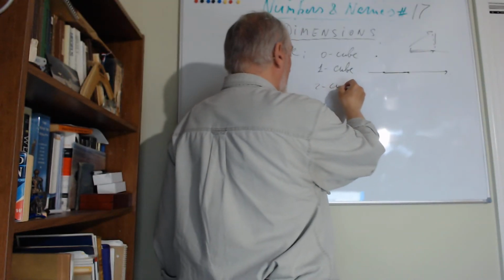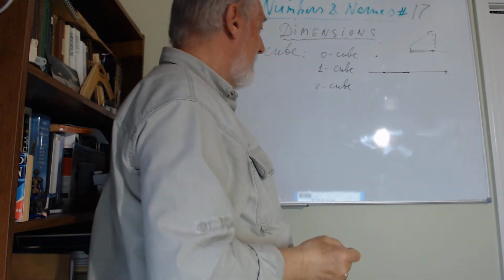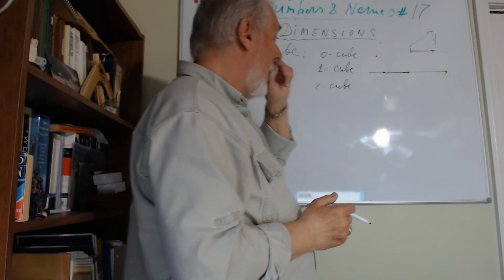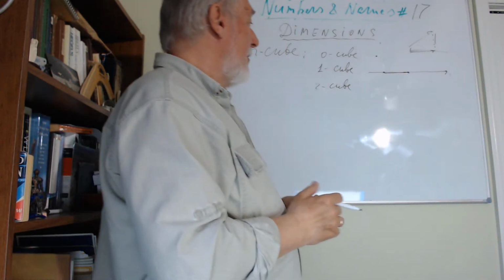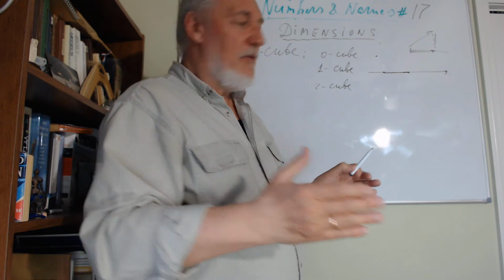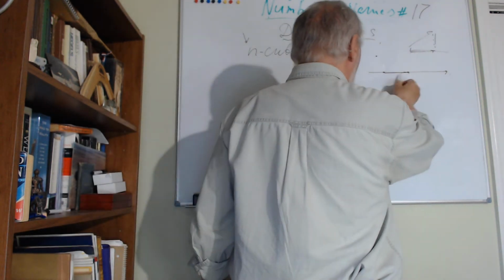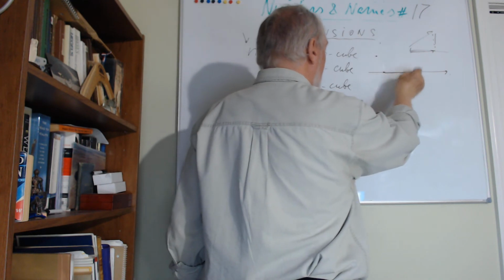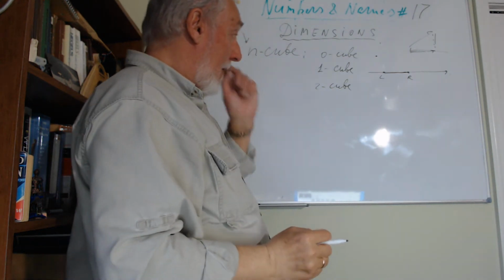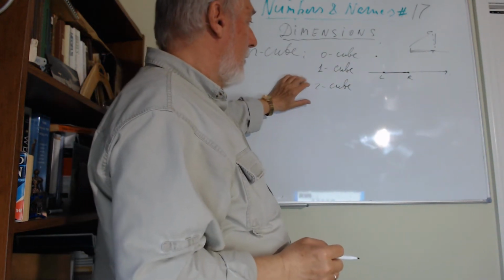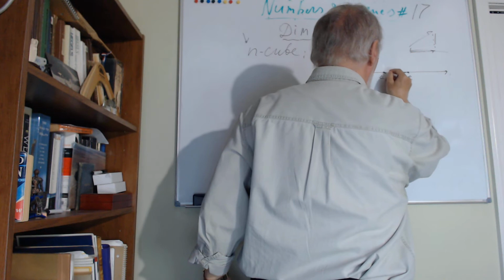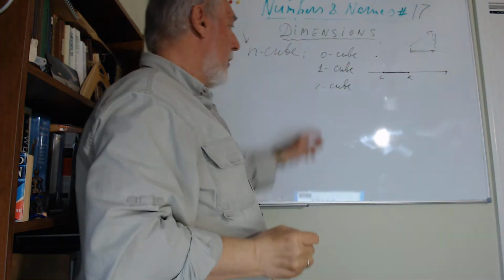Now the 2-cube. That should be easy. It's still a line? Oh no, a segment is the 1-cube. It has 2 sides, right? How do they call the sides of the cube? Faces. So 2 faces, a left face and a right face. Here there are no faces at all, because the line itself has no boundaries. So these are the boundaries. This is the 1-cube.